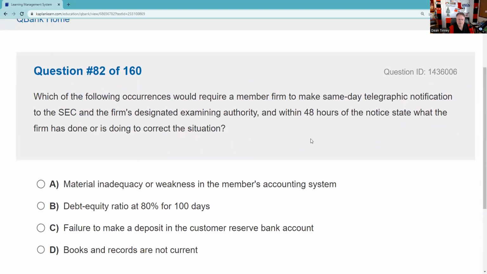Question 82. Which of the following occurrences would require a member firm to make same-day telegraphic notification to the SEC and the firm's designated examining authority, and within 48 hours of the notice, what the firm has done or is doing to correct the situation? This is one of the weird ones that doesn't really fit into the others. What I mean by that is, you would think this would be a violation of net capital, but actually the 48 hours is the part that makes it the books and records are not current. And then you tell them what you're trying to do to fix it. So the answer is D.